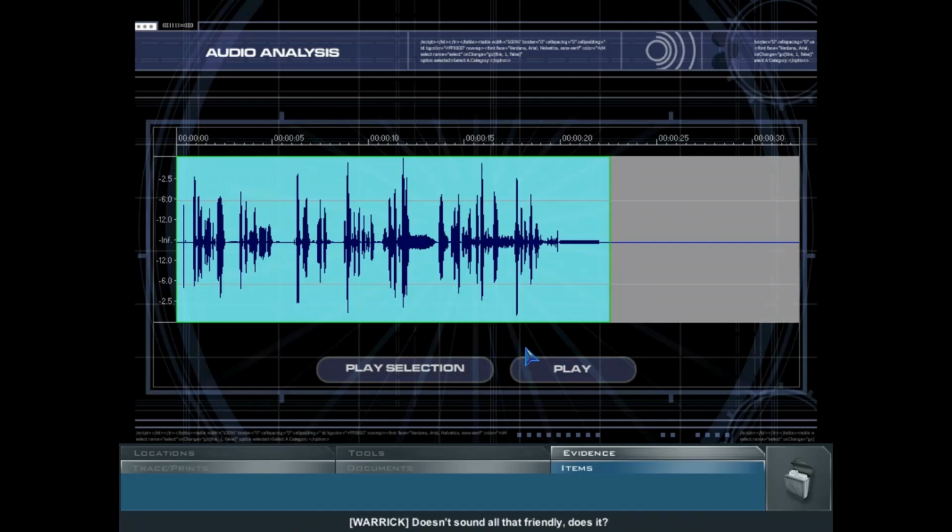It doesn't sound all that friendly, does it? Click to highlight the parts of the waveform. Let's see if we can isolate any useful sounds.